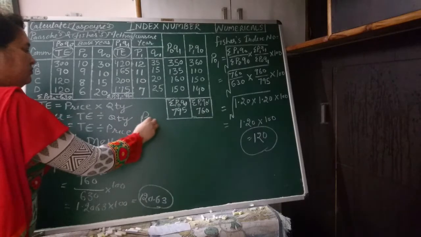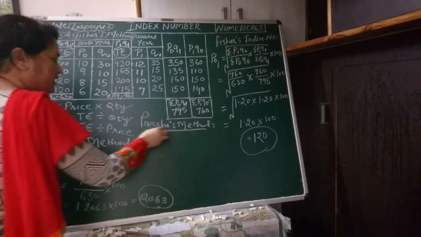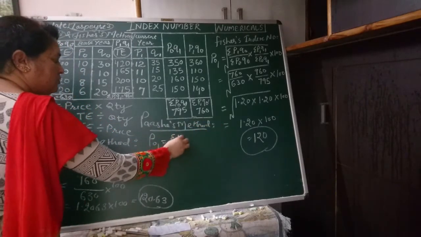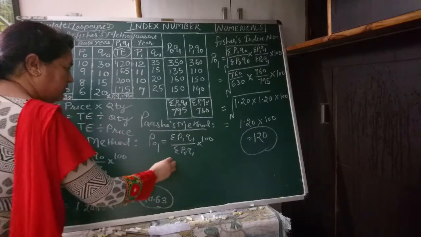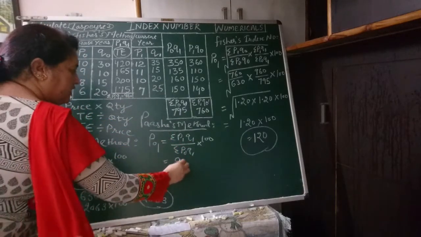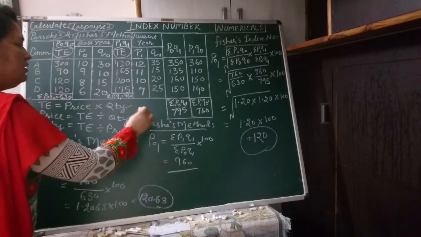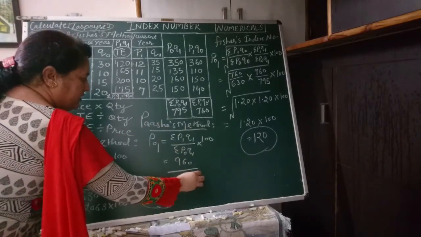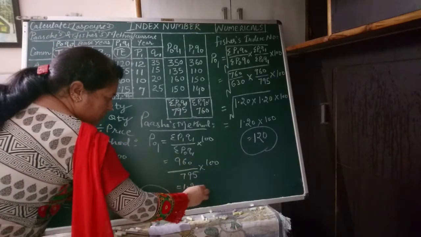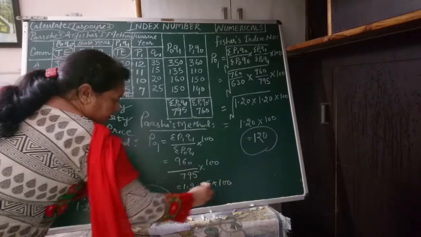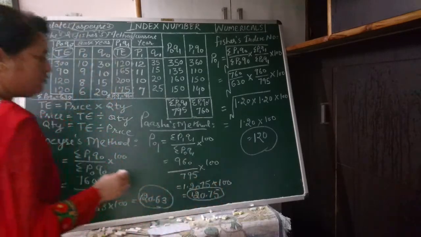Next we have to calculate Paasche's method. For the calculation of Paasche's method, price index of base or current year is equal to sigma P1Q1 divided by sigma P0Q1 multiplied by 100, which is 960 divided by 795 multiplied by 100, is equal to 1.2075 multiplied by 100, is equal to 120.75. This will be the answer of Paasche's method.